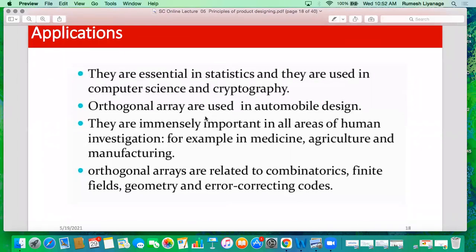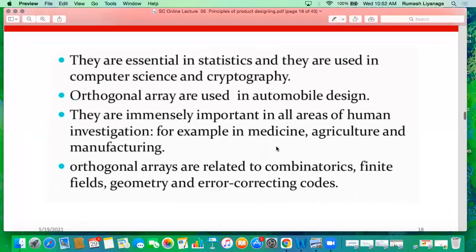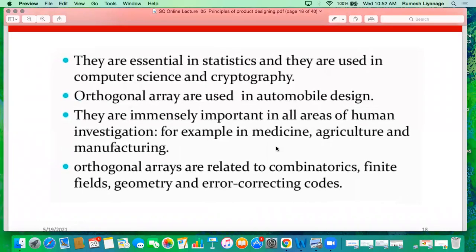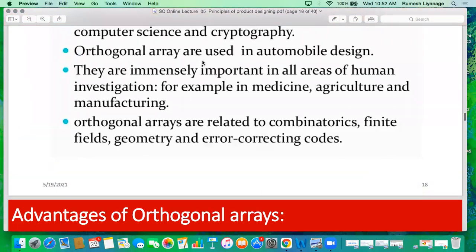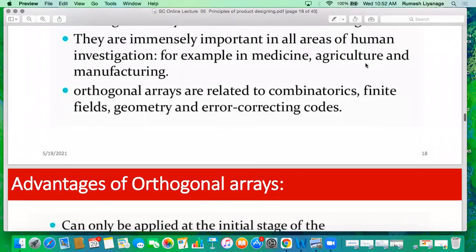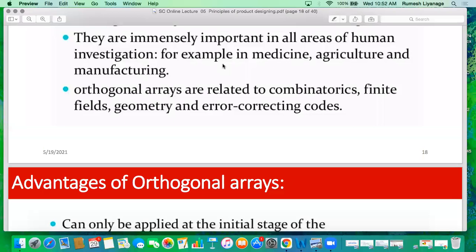Right? In your life also, you can use these designs. They are essential in statistics and are used in computer science and cryptography. Cryptography means data science, and in software designing, programming, right? Orthogonal arrays are used in automobile design and development of vehicles. They are immensely important in all areas of human investigation, for example in medicine development, agriculture and manufacturing engineering.